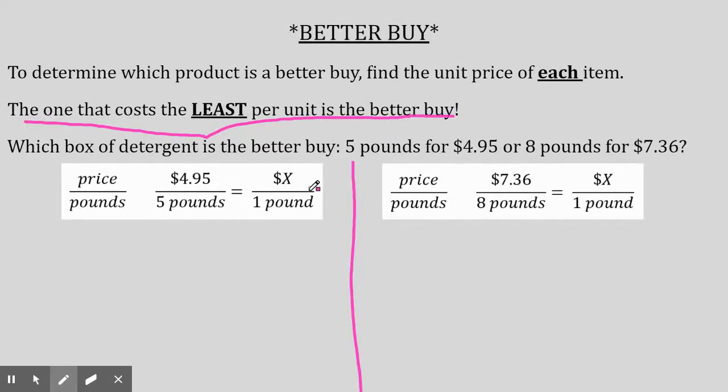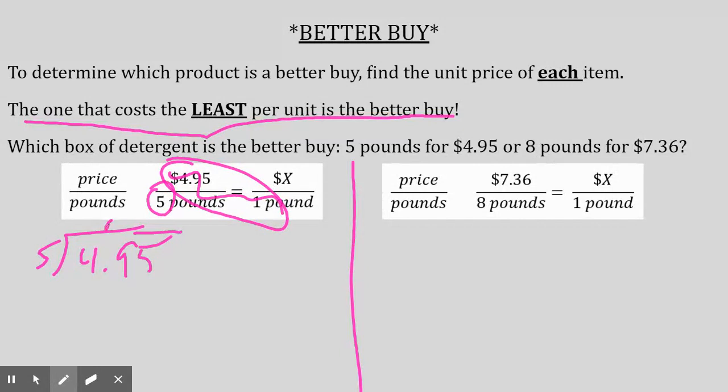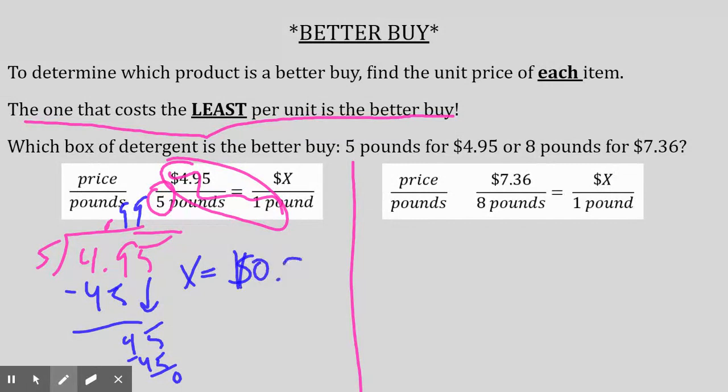Now I'm going to cross multiply. $4.95 times 1 gives me $4.95. All right, I'm done with that. Now I need to divide by 5. Bring my decimal straight up. 5 cannot go into 4, but it can go into 49 9 times. 5 can go into 45 9 times. So I get X equals 99 cents. So we would say it's 99 cents per pound.